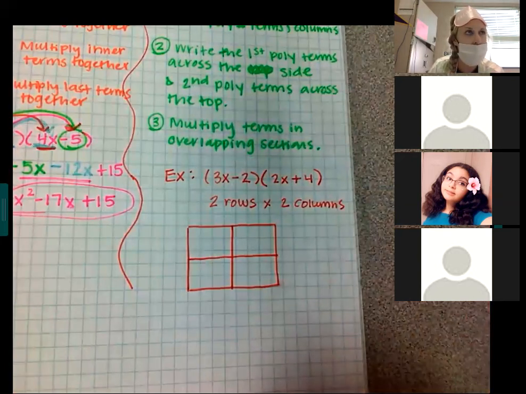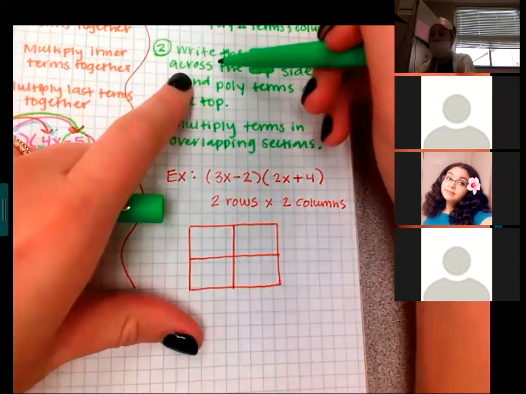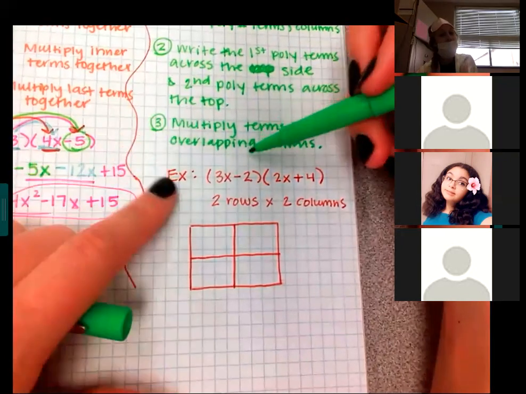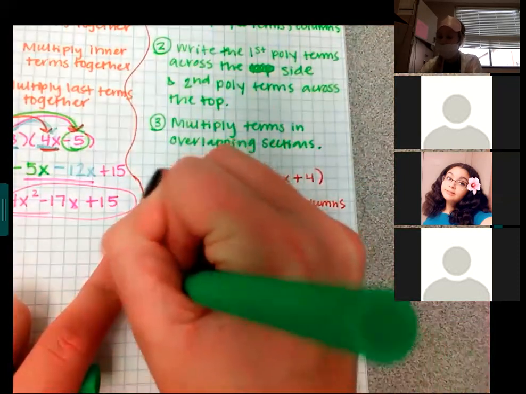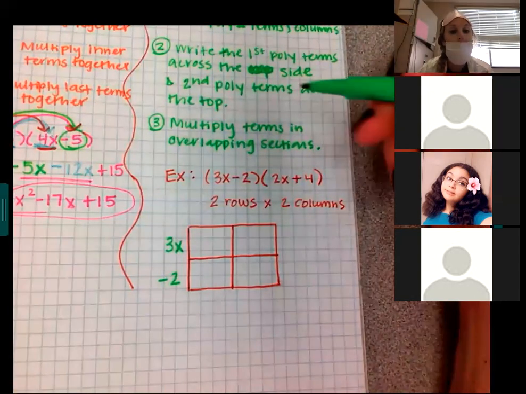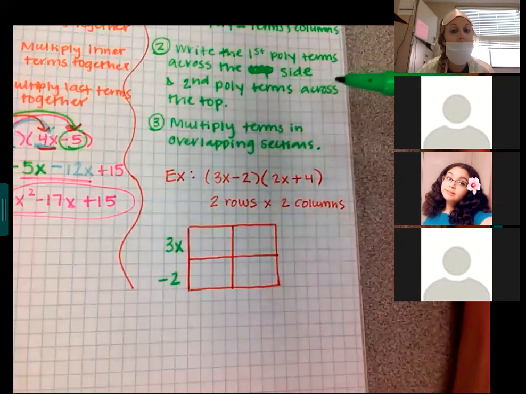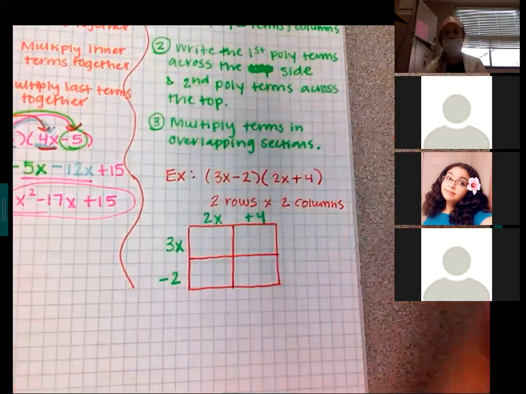People at home, y'all okay? Yes. Okay, so now look, step 2. You're gonna write the first polynomial down the side. My first polynomial was 3x minus 2. So everybody watch. Down the side, I'm putting 3x minus 2. You do this in biology with DNA. It's called a Punnett square. Listen, Josh. Second polynomial goes across the top. So 2x plus 4 goes across the top.